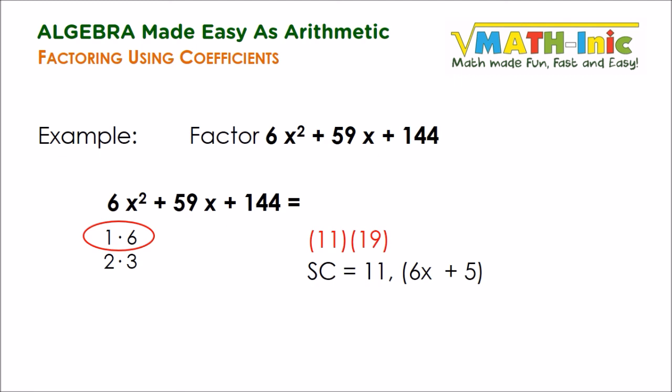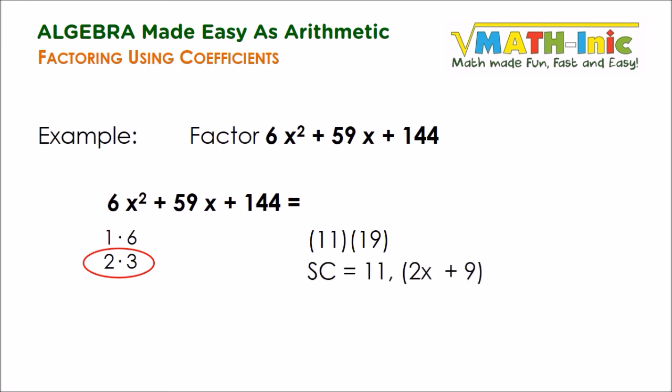If the sum of the coefficients is 11, then 6x should be paired with 5 because 6 plus 5 is 11. But if we want the sum of the coefficients to be 19, then 6x should be paired with 13 because 6 plus 13 is 19. But 5 and 13 are both not factors of 144. So we can't have 6x plus 5 and 6x plus 13 as factors. Now let's take a look at the other factors, the 2 times 3.